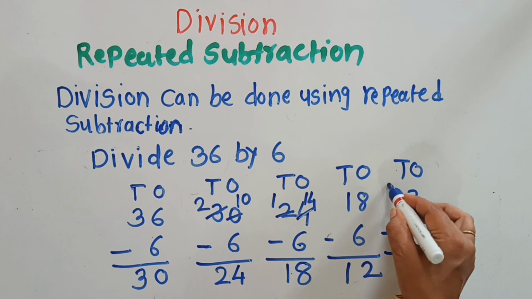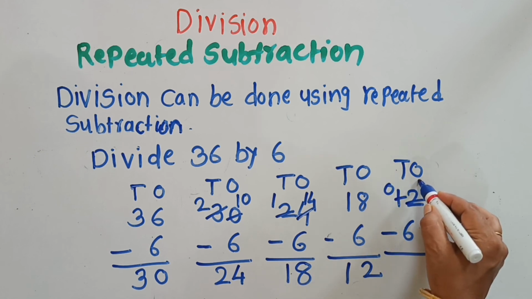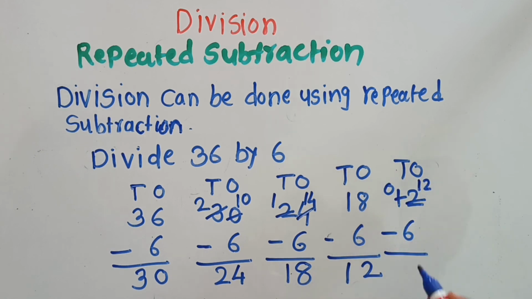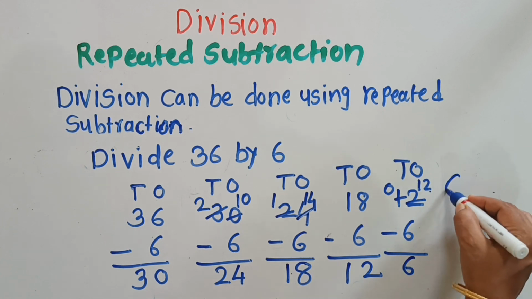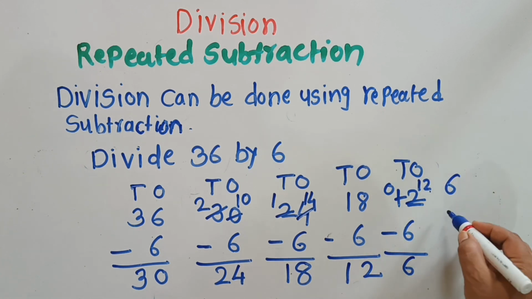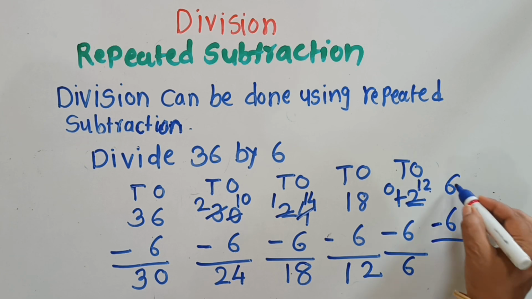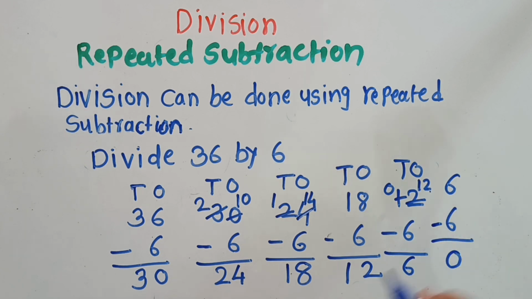So take 1 tens from tens place. Here we will get 12 minus 6. After 6, 7, 8, 9, 10, 11, 12. 6 is here. Okay. And again this 6 here minus 6. And you know 6 minus 6 is equal to 0. Now here we get 0. How many times we subtract 6? 1, 2, 3, 4, 5, 6.